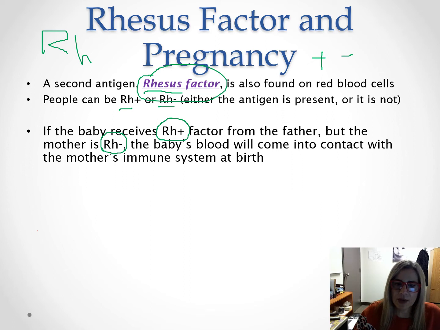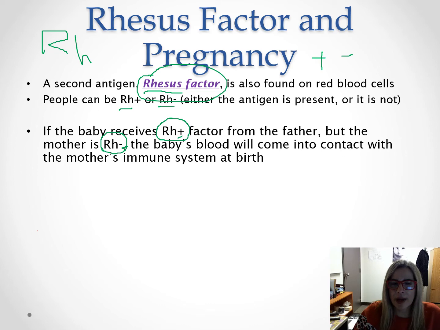So what you need to remember here is that Rh is a protein. So that means the baby, as it's developing inside the mother's womb, has that protein. The mother, however, does not have the Rh protein. That Rh protein that is in the baby's bloodstream is actually foreign to the mother, and therefore the mother has the potential to make antibodies.